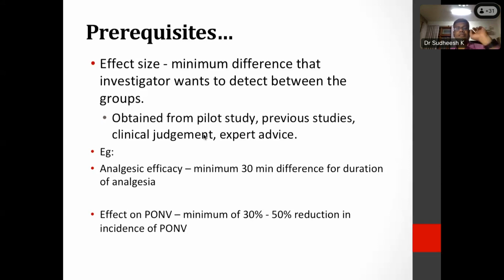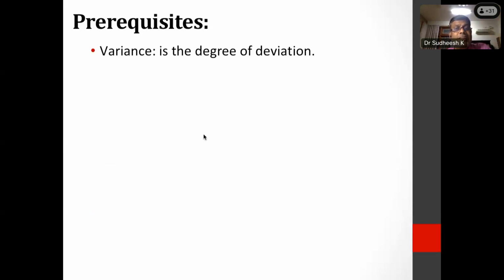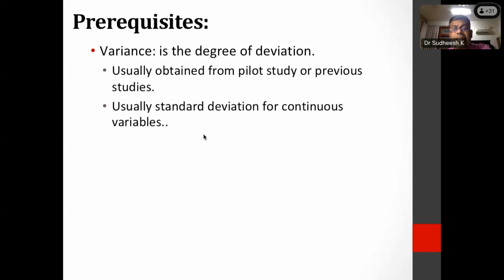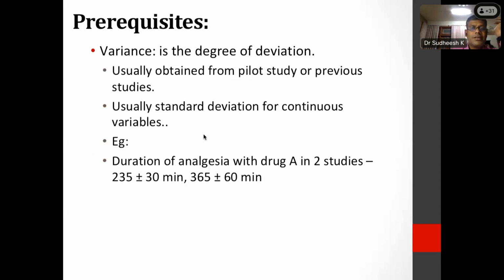So that is the effect size you have to assume. It's a basic assumption, and I'm repeatedly telling you that this is one of the assumptions you are going to make. Next is the variance, or the degree of deviation from the baseline parameter you're expecting. Again, this is also obtained from a pilot study or previous studies, and also the standard deviation. Most of the time, we use standard deviation for continuous variables as one of the prerequisites.